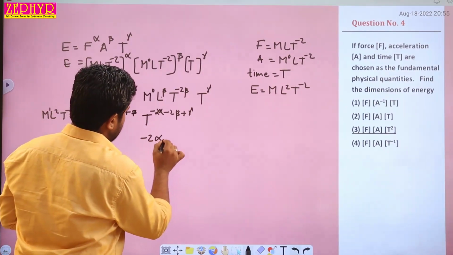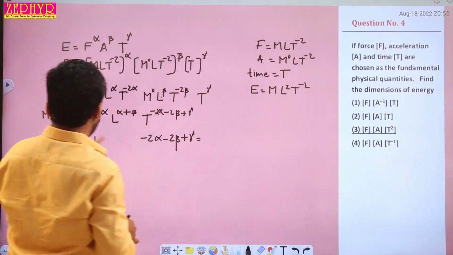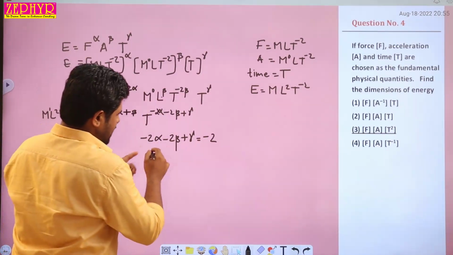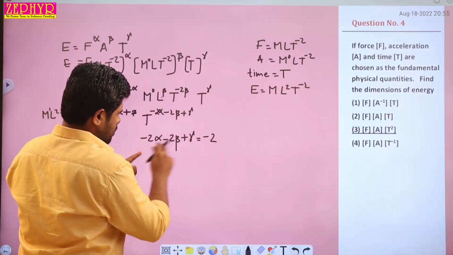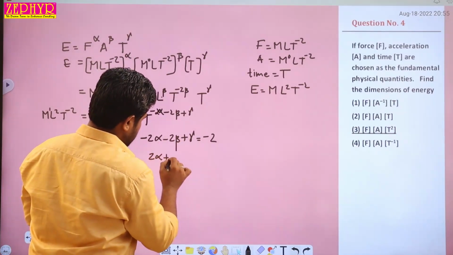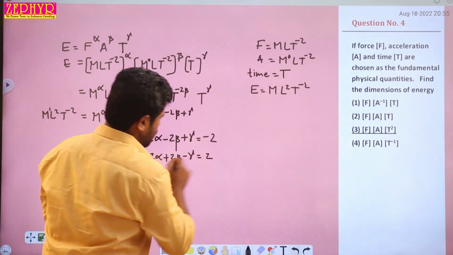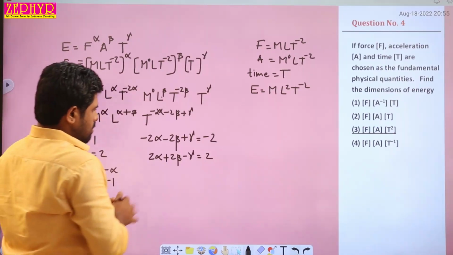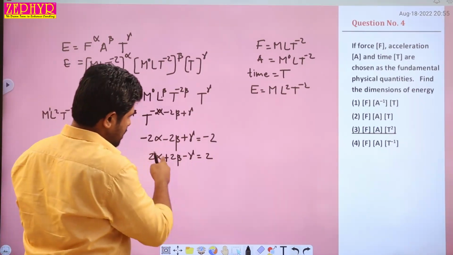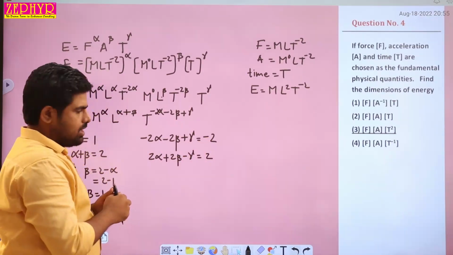Then the next one: minus 2 alpha minus 2 beta plus gamma is equal to minus 2. I rearrange this equation like 2 alpha plus 2 beta minus gamma is equal to 2. Then I multiply both sides of the equation by minus 1. So now this equation turns to 2 alpha plus 2 beta minus gamma is equal to 2.